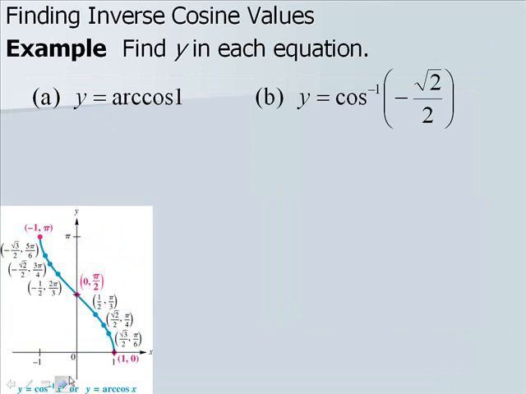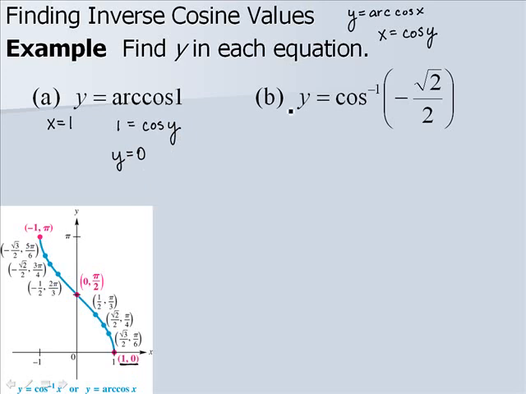Now let's find inverse cosine values. We want to find y in each equation. And remember, when you have y equals the arc cosine or cosine inverse of x, that also states that x is equal to the cosine of y. So in this case, x is equal to 1. So we have that 1 is equal to the cosine of y. So we want to find the y value such that when we take the cosine of it, we'll get 1. So we look here when x is 1, and we see that we get a y value of 0.